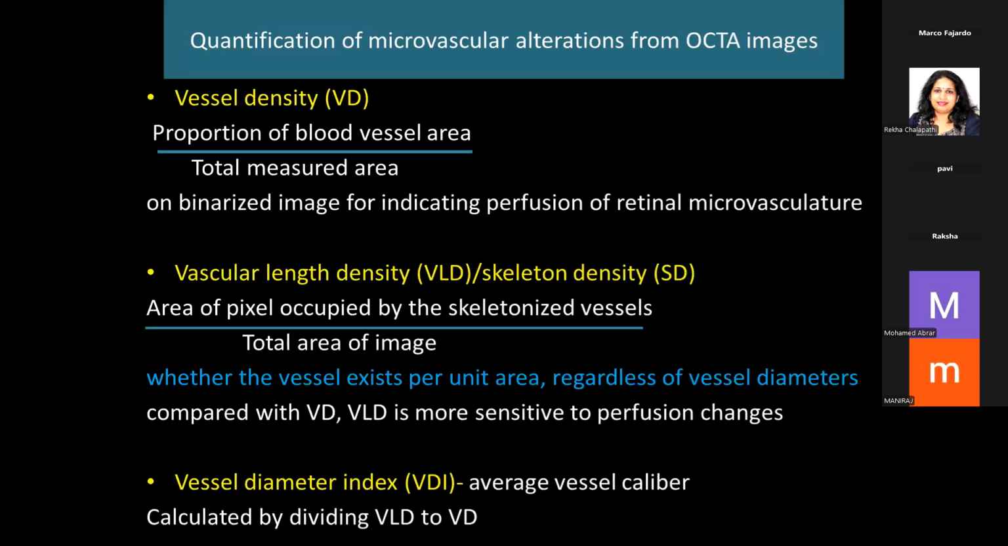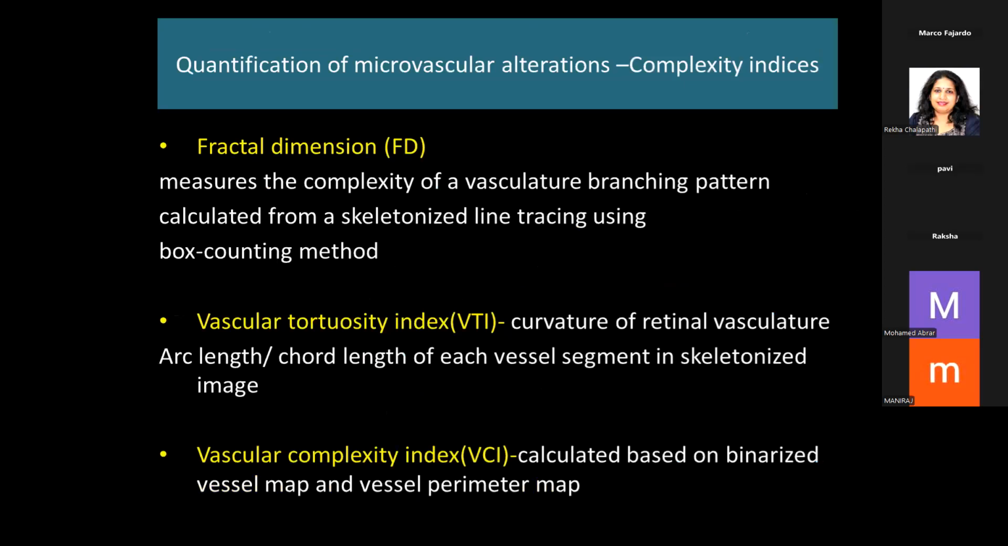So vessel density basically indicates the proportion of the blood vessel area relative to the total measured area. The vascular length or skeleton density, as I told before, can be picked up from skeletonized images. You can calculate something known as the vessel diameter index based on the vessel diameter and the vascular length dimension. The fractal dimension, what is it? Basically, it picks up the vascular branching network, how much branching pattern is there. Then there is the vascular tortuosity index, which shows how tortuous the vessels are.